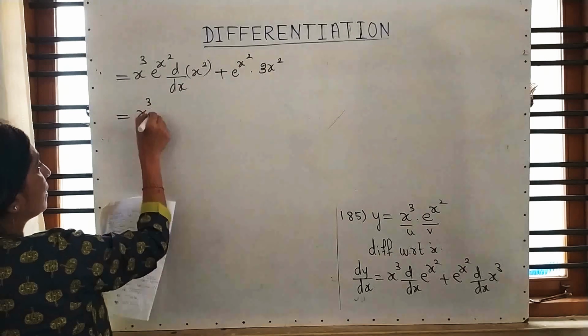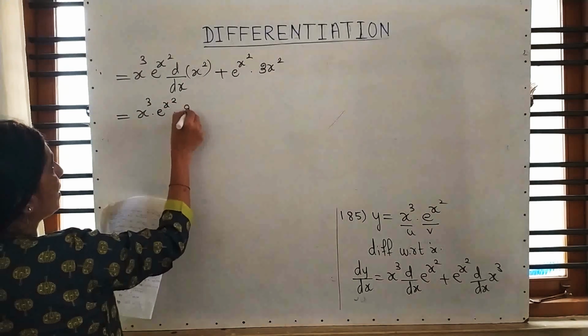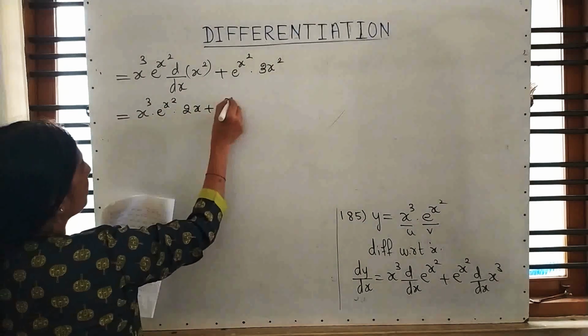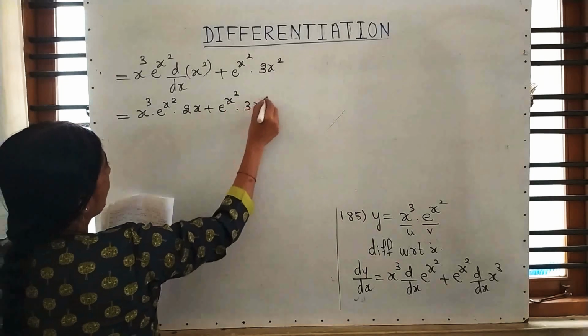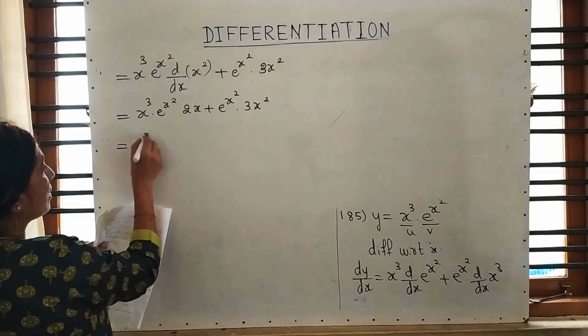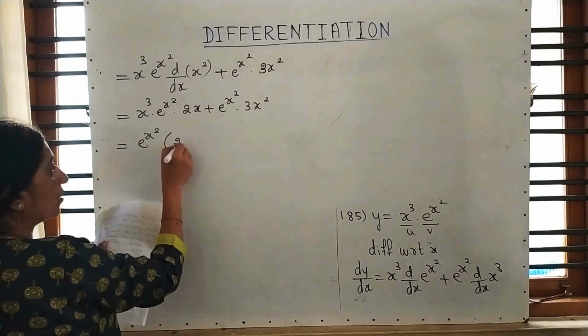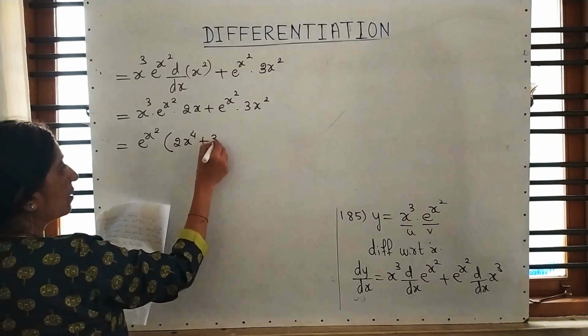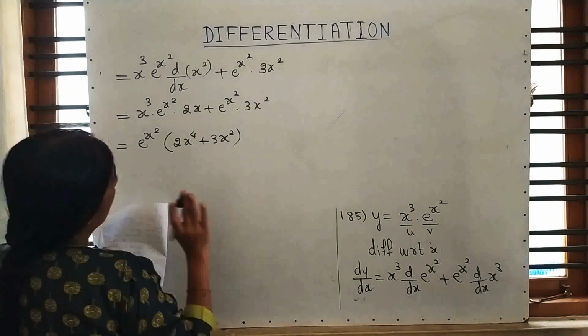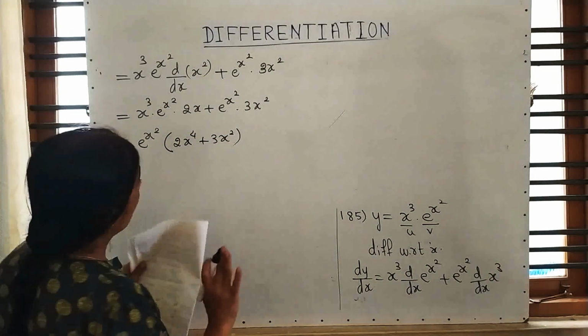So it is x cube e raised to x square into 2x. And I took e raised to x square common in the bracket. 2x cube and x becomes what? 2x to the power 4 plus 3x square. If you want, you can take x square also common.